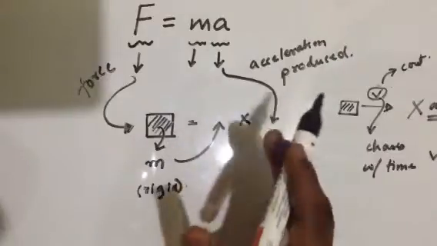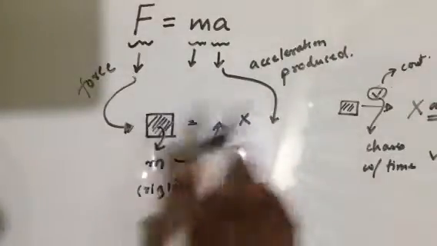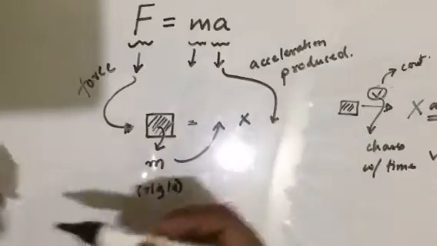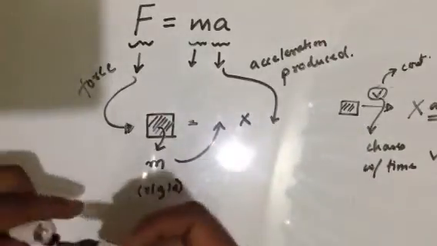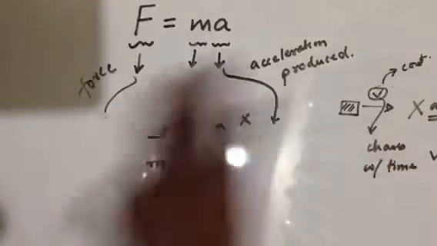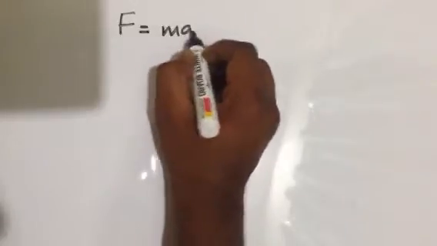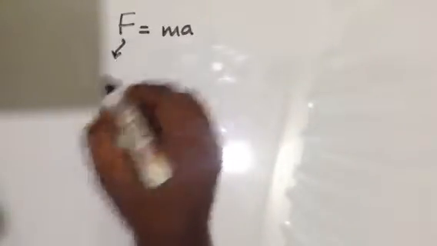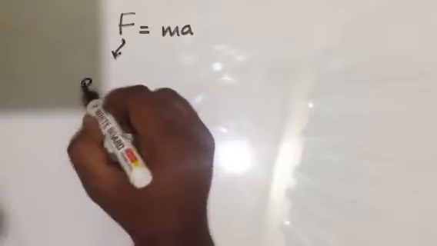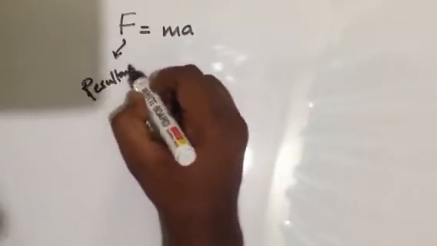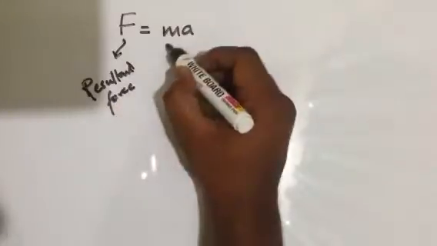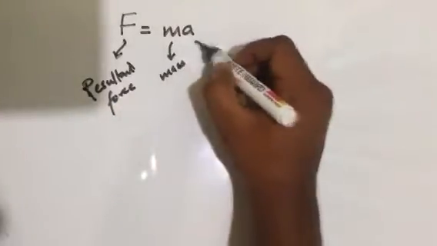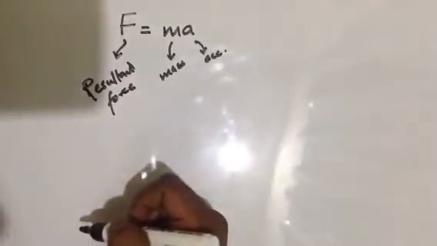Once you get a hold of what this means, a lot of things can be explained. For example, we know F is equal to ma. This F, by the way, is not just the force, it is the resultant force. Obviously, this is the mass and this is the acceleration produced in the body.